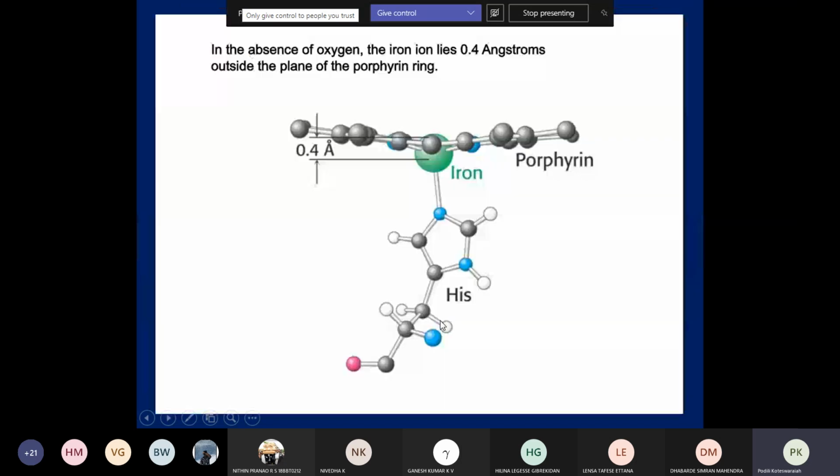So I forgot to mention that in the deoxygenated hemoglobin, you can see here that the iron atom. Students, am I audible? Yes, sir. Yes, sir. Yeah.